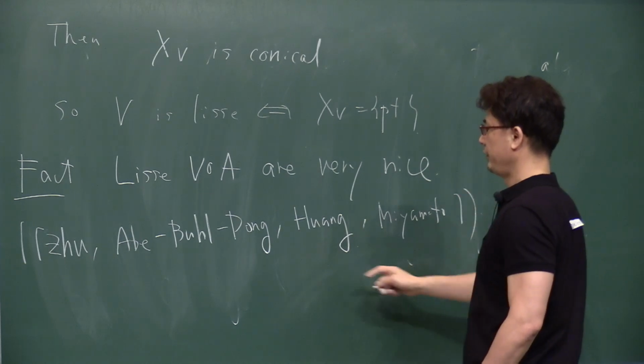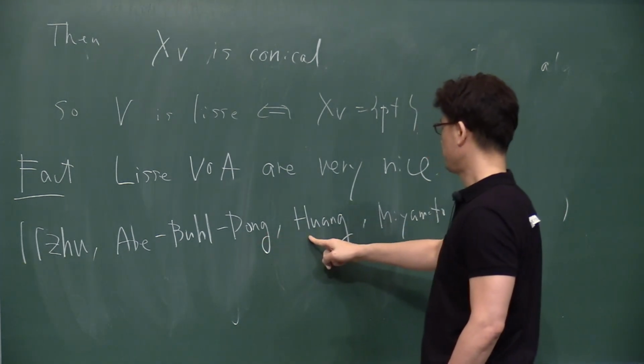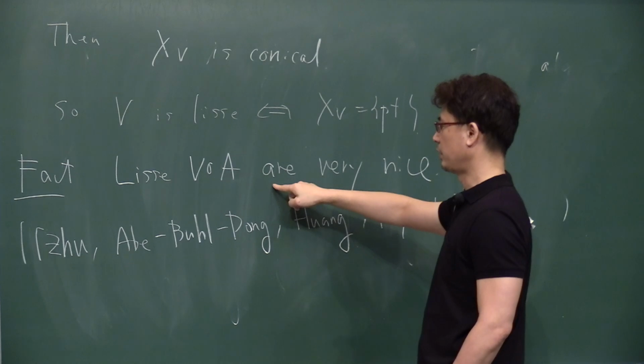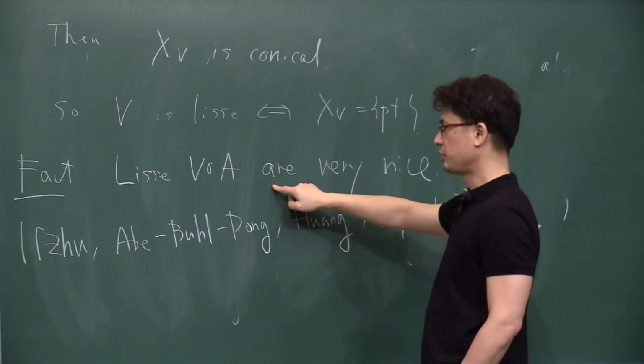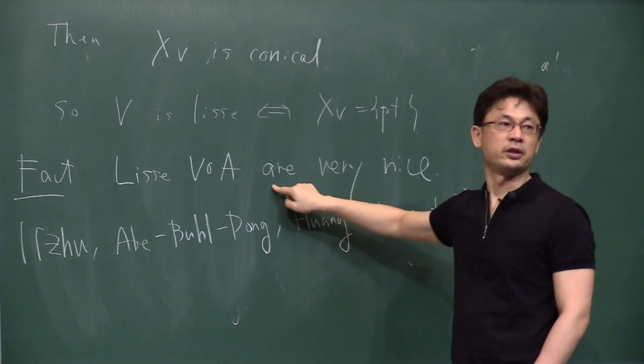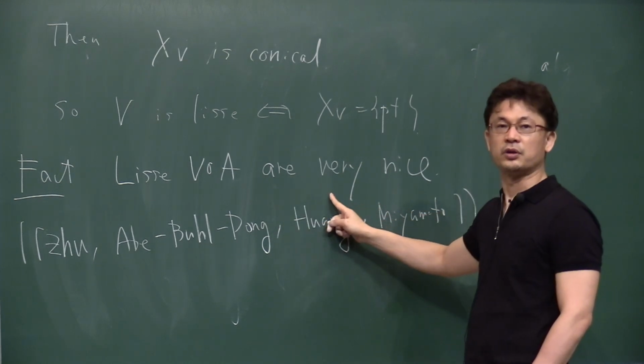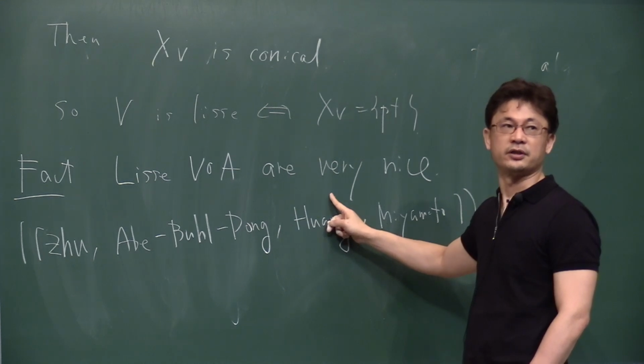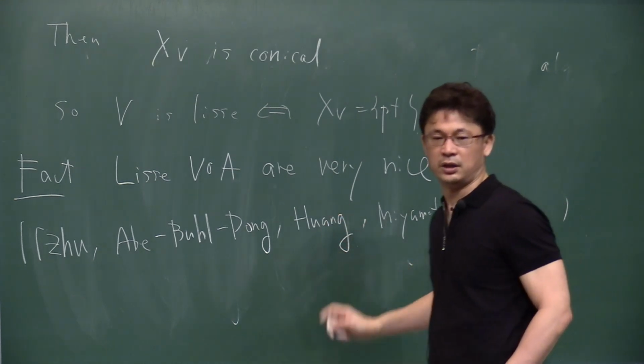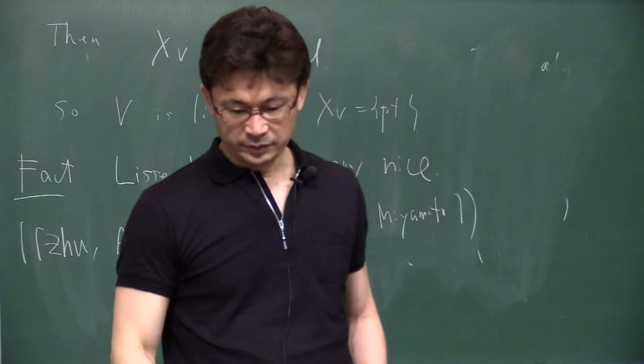So among these statements, Huang showed that if this vertex operator algebra is in addition rational, which means every representation is completely reducible, then the corresponding module category of the vertex operator algebra has the structure of a modular tensor category. And this is a very nice result.